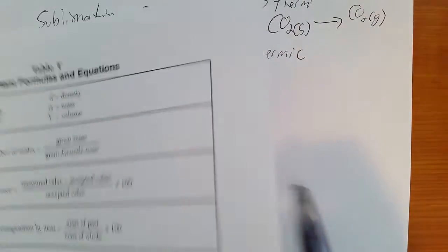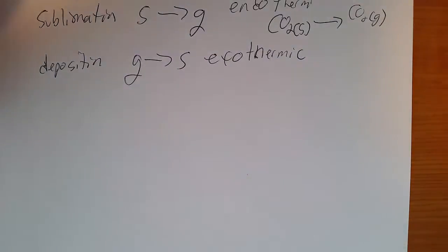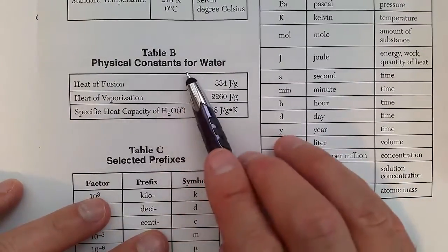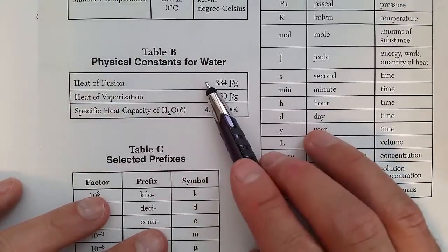You have to remember that when you use those, your specific heat, the heat of fusion, heat of vaporization, are all on Table B.